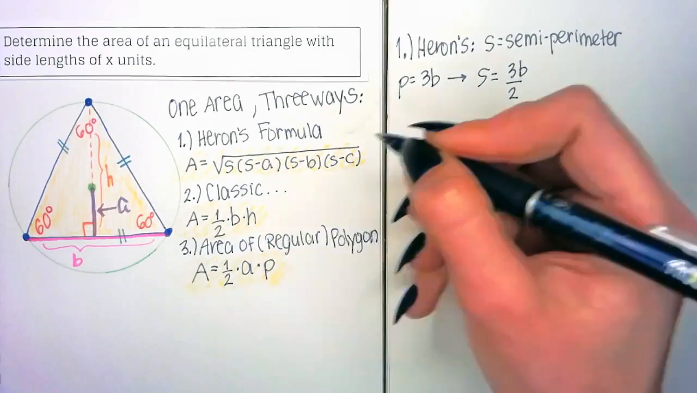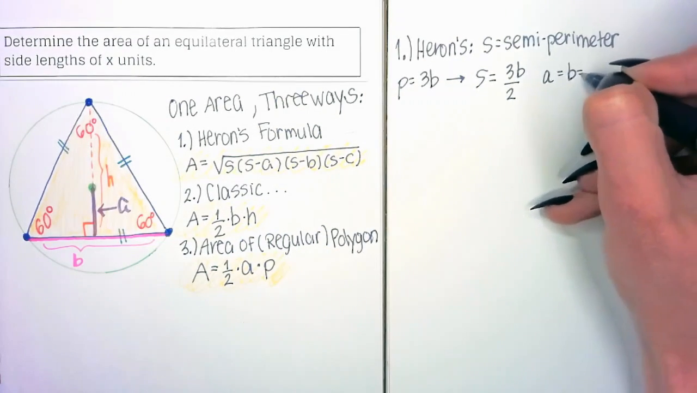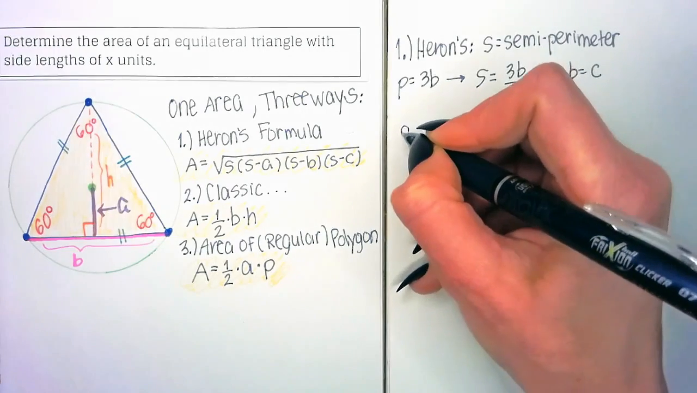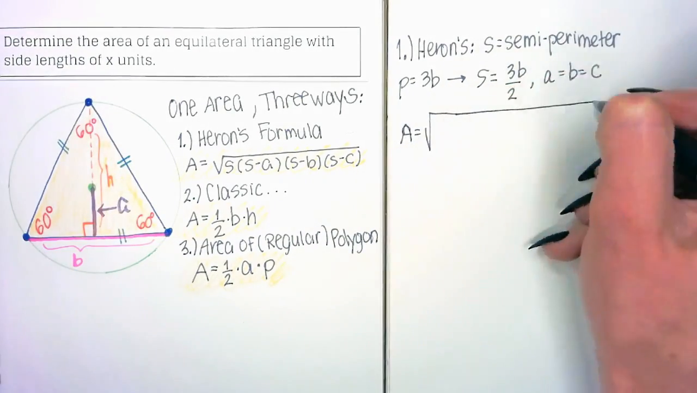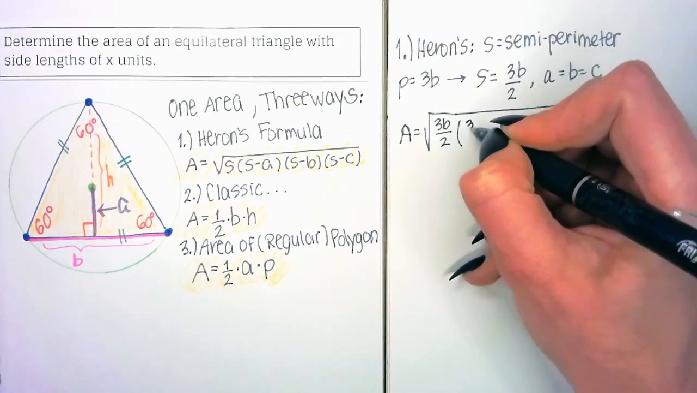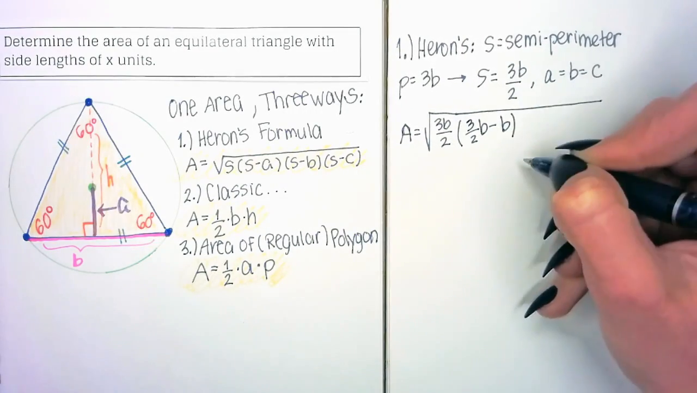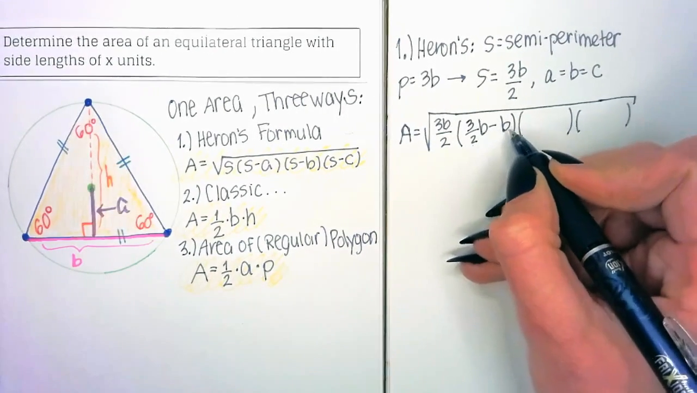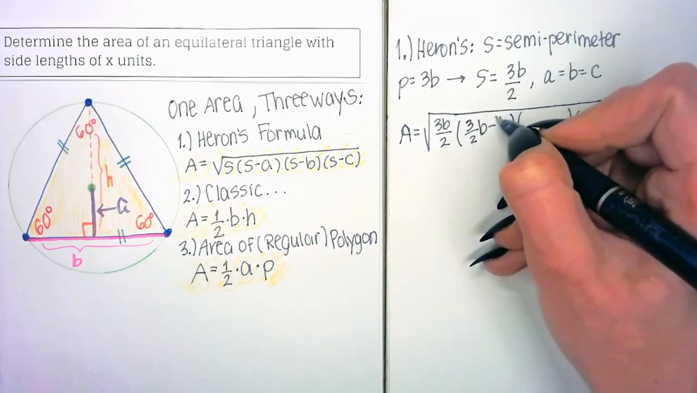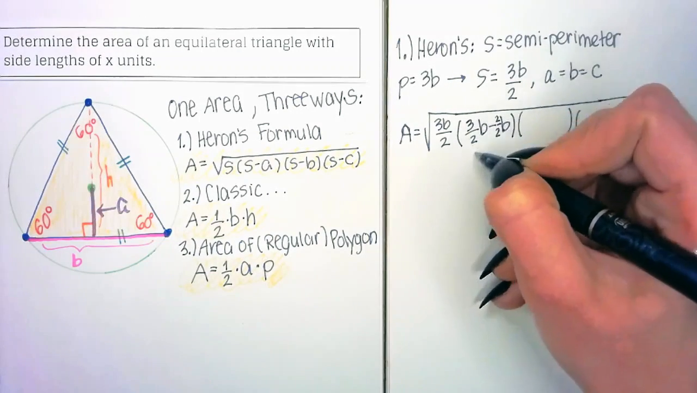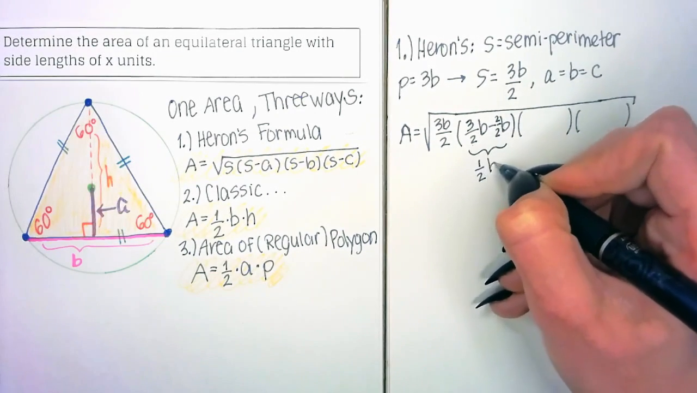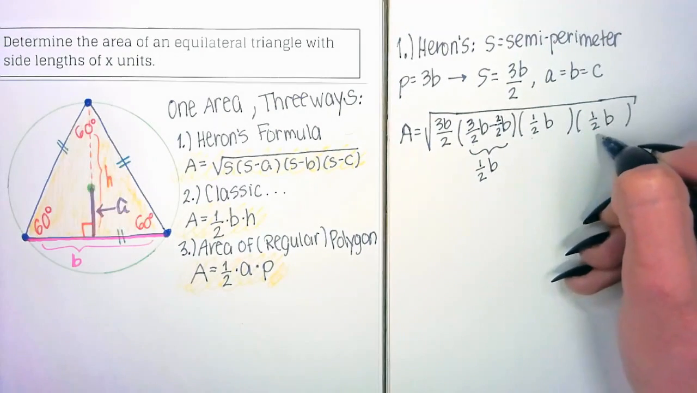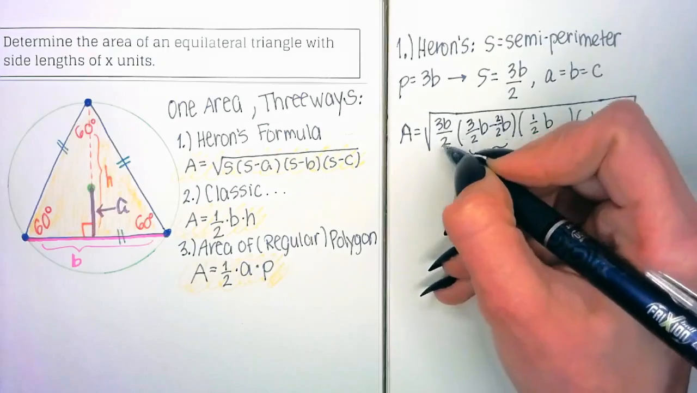Now, I also just said that A equals B equals C, and I could just keep all of them B, really, to consolidate. So my area equals the square root of S times S minus A times the same times the same. What's 3 over 2 B minus 1B? Well, 1B is the same as 2 over 2 B, and that makes this 1/2 B. All 3 are going to be 1/2 B. 1/2 times 1/2 times 1/2 is 1/8 times another 3/2.